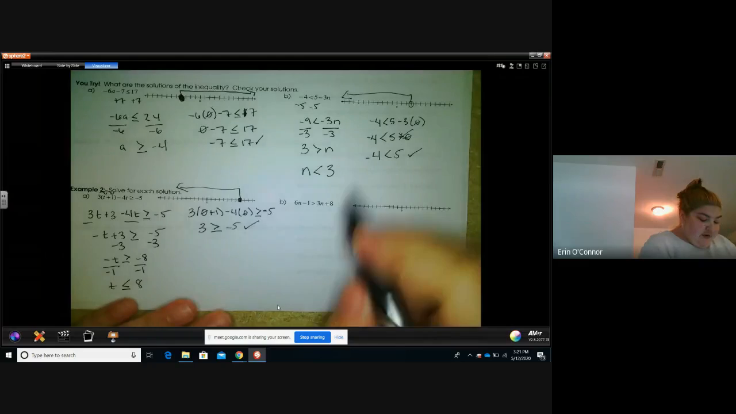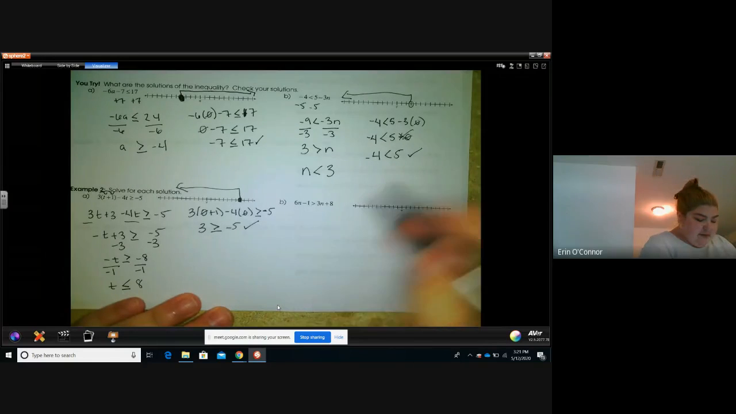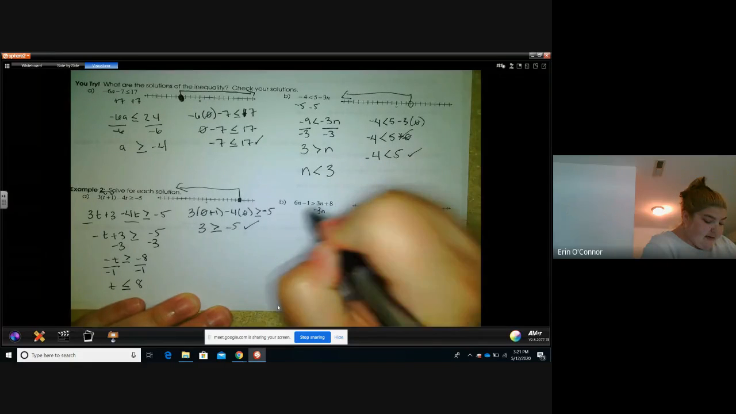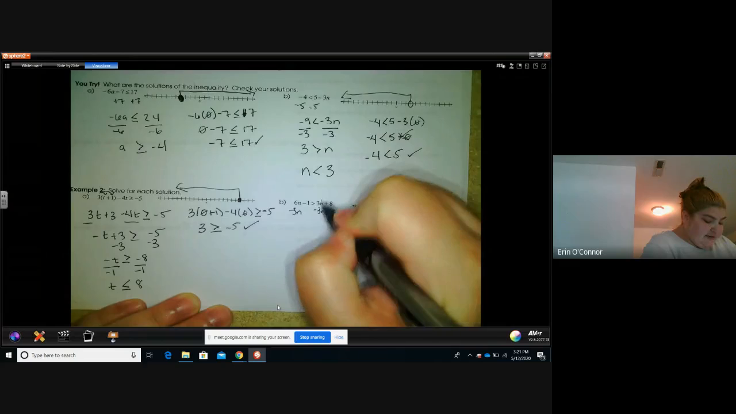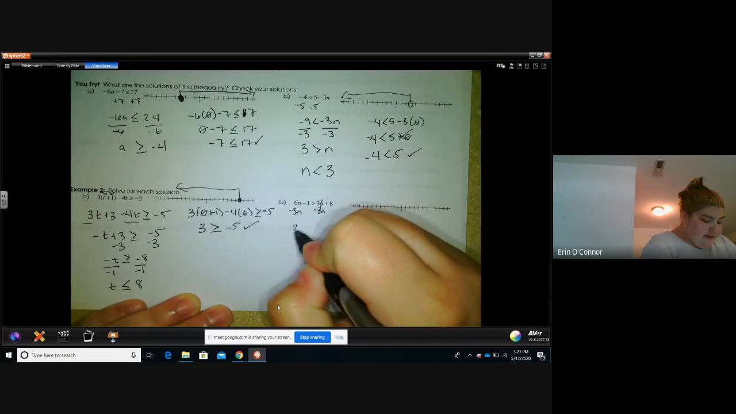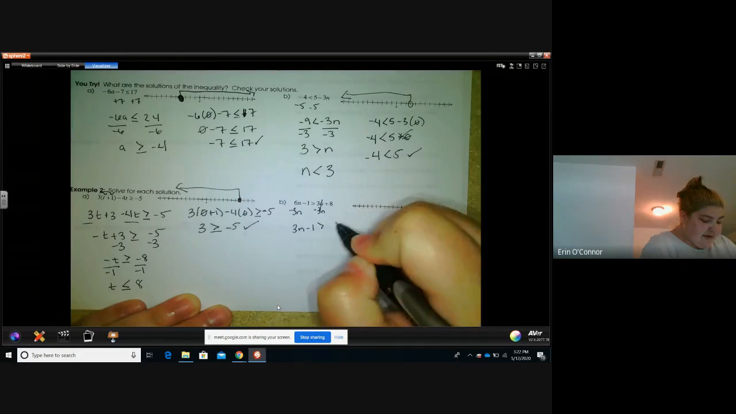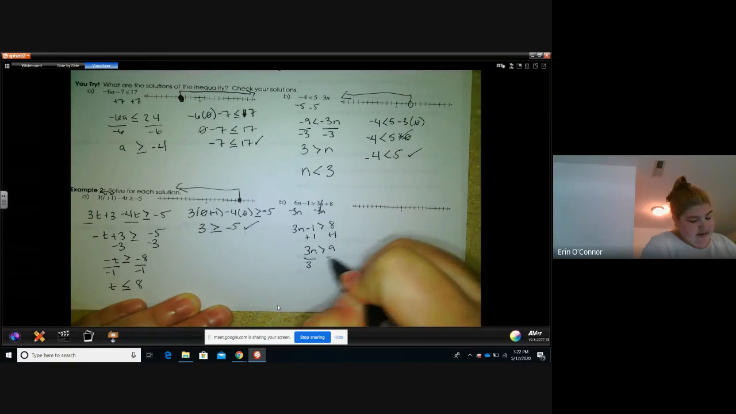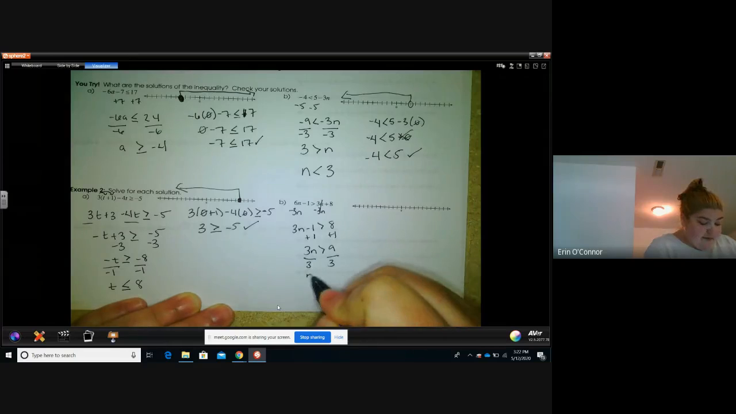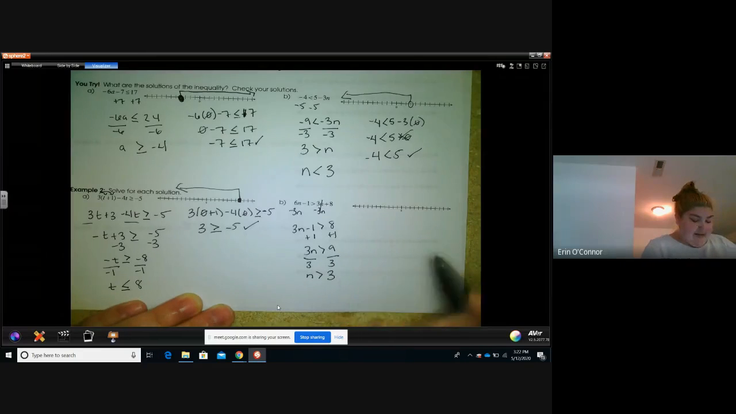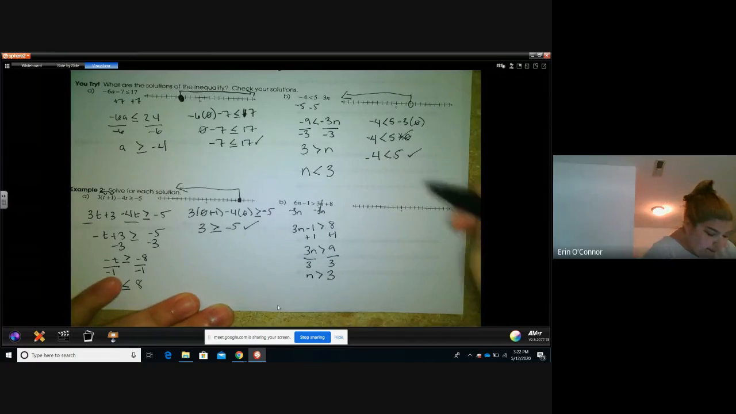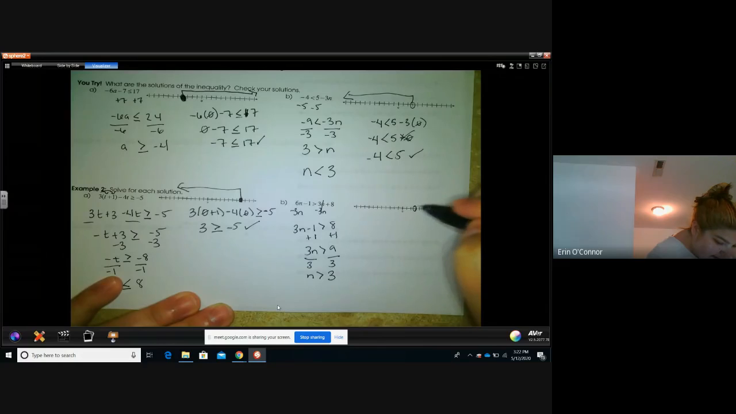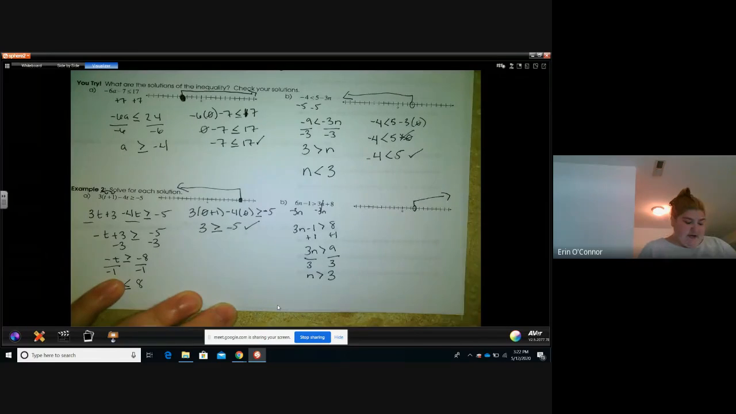All right, so first we need to collect all the like terms on one side. So we're going to subtract 3n on both sides. And I get 6n minus 3n, or 3n, minus 1 is greater than 8. Add 1. 3n is greater than 9. Divide by 3. We're not dividing by a negative, so we get to keep the sign the way it is. n is greater than 3. So 1, 2, 3. Greater than, so it's not closed, it's open, and it goes to the right.